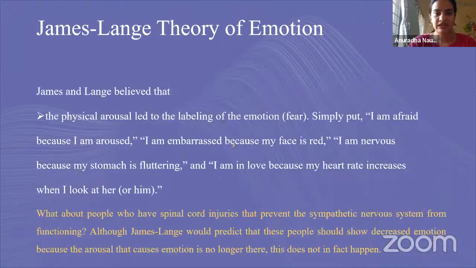So James and Lange believed that the physical arousal led to the labeling of emotion. Simply put, I'm afraid because I am aroused. I'm embarrassed because my face is red. I'm nervous because my stomach is fluttering. I'm in love because my heart rate increases when I look at her or him.